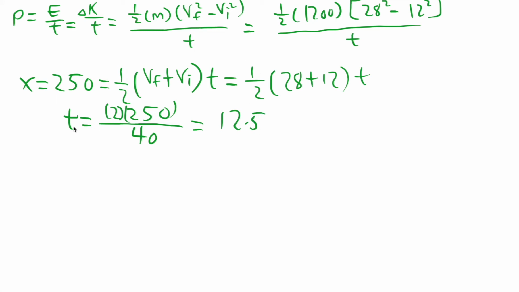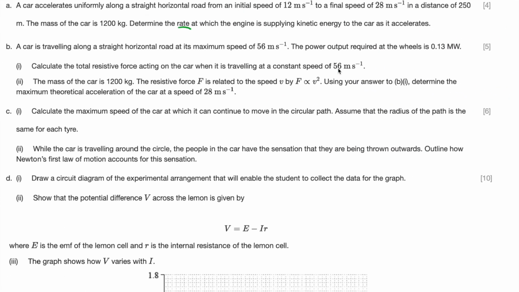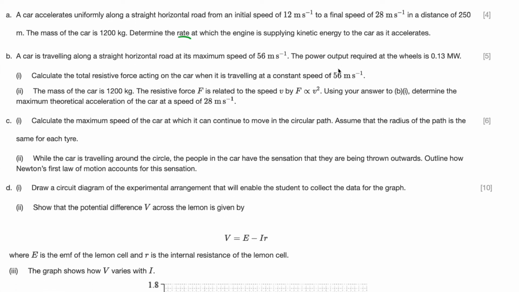So now you can use t to calculate power. Plug in t, which is 12.5. It's going to give you a number of 31,720 watt, and this is approximately equal to 31 kilowatt. So this is how you solve for A. So this is going to be equal to 31 kilowatt.